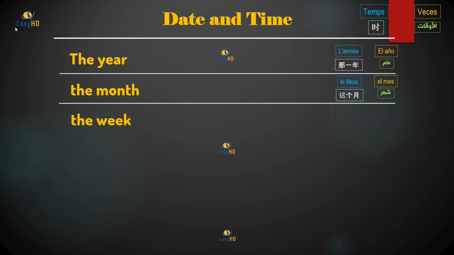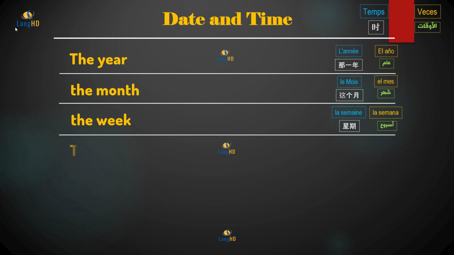Week. A week is a unit of time equal to 7 days, either from Monday to Sunday or from Sunday to Saturday. Day. A day is a period of 24 hours, from 12 o'clock one night to 12 o'clock the next night.